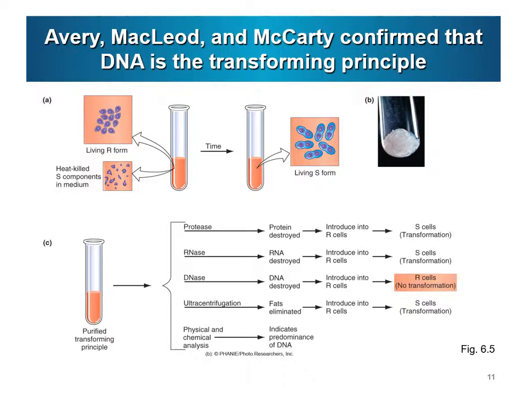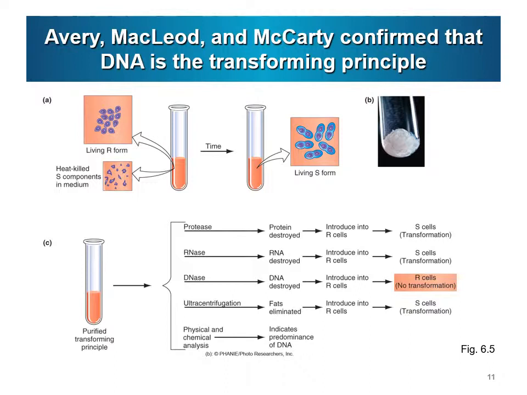B is just a pellet of bacteria, and in C we have a purified transforming principle. Let's look at the different parts. When we have protease, that means protein is being destroyed, chopped, and then we introduce it into our cells, and we will still have S cell transformation. In the case of RNAse, the RNA will be destroyed, and then we introduce it into our cells, and we will get S because of the transformation.